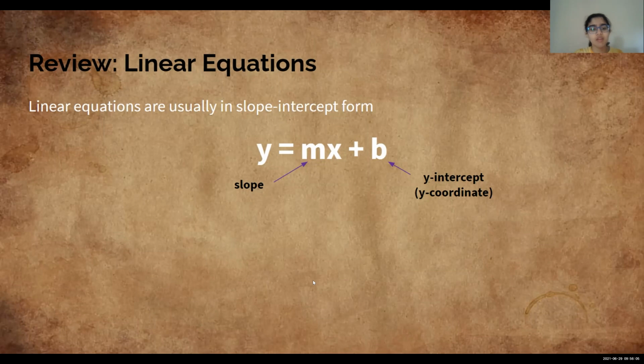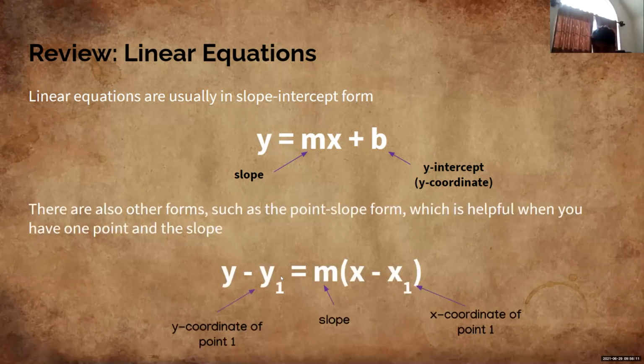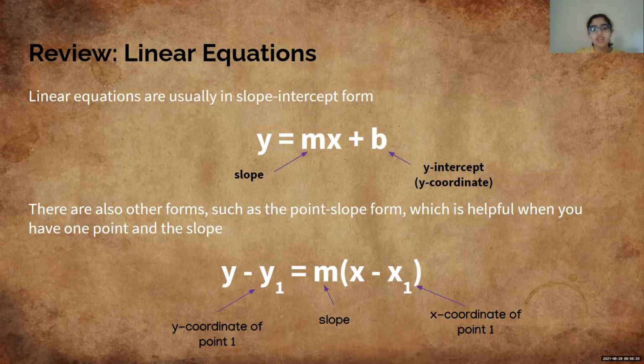Point-slope form. It's y minus y1, where y1 is the y-coordinate of a point that's on the line, which is equal to m, the slope, multiplied by x minus x1, where x1 is the x-coordinate of that point. This is helpful when you have 1 point and the slope, because you can quickly find the equation of the line, and it will always be correct.